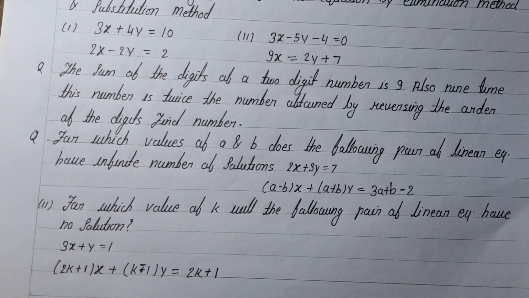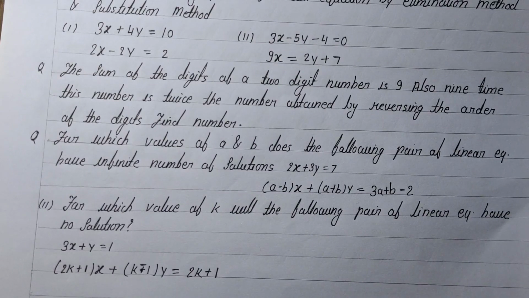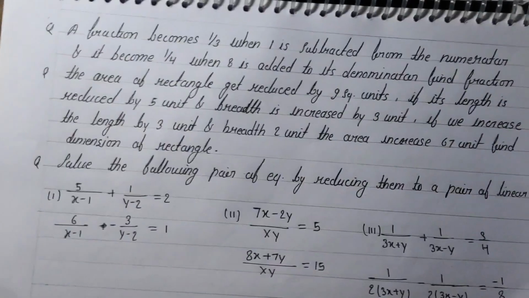Next, for which values of a and b does the following pair of linear equations have an infinite number of solutions? 2x plus 3y is equal to 7, and (a minus b)x plus (a plus b)y is equal to 3a plus b minus 2. Next, for which value of k will the following pair of linear equations have no solution? 3x plus y is equal to 1, (2k plus 1)x plus (k minus 1)y is equal to 2k plus 1.